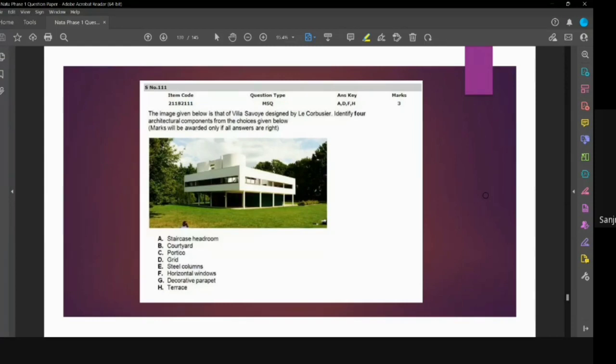The image given below is that of Villa Savoye designed by Le Corbusier. Identify 4 architectural components from the choices given below. So, image is of Villa Savoye, which is designed by Le Corbusier. They've asked us to identify 4 architectural components. So, first of all, we see the staircase headroom, and then we see a grid. Also, we see a horizontal window and a terrace. The options are A, D, F, and H.